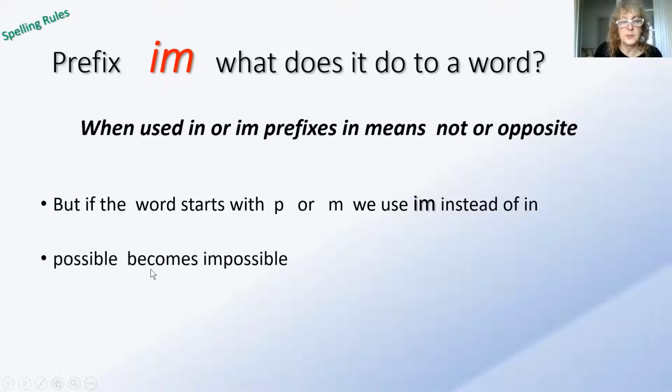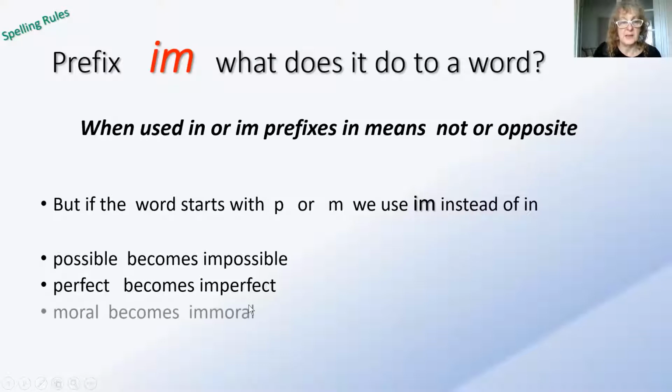We've got possible becomes impossible. It was possible to build it. It was quite easy. I've got all my Lego pieces. It was impossible because I lost the instructions. So that gives the opposite, doesn't it? Perfect becomes imperfect, which means it wasn't perfect anymore. So it gives it the opposite effect.